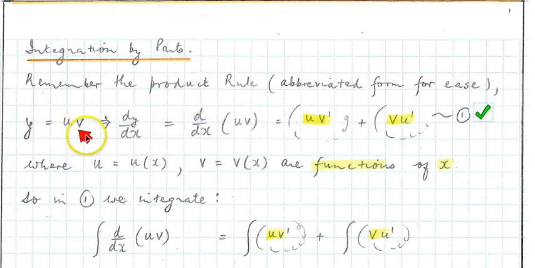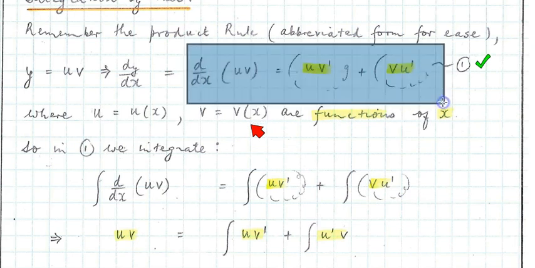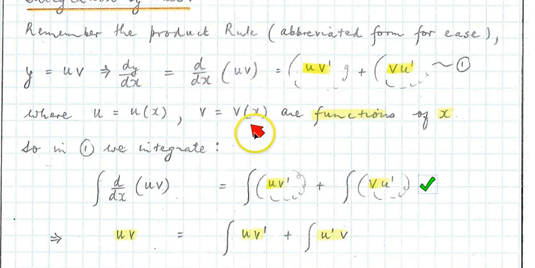Now we are going to be integrating to go backwards on the product rule. So let's see what we do. Remember, u here is a function of x, and v is a function of x. Let's integrate this statement here: d by dx of uv equals uv dash plus vu dash. Let's integrate that. And I've written it in this line over here.